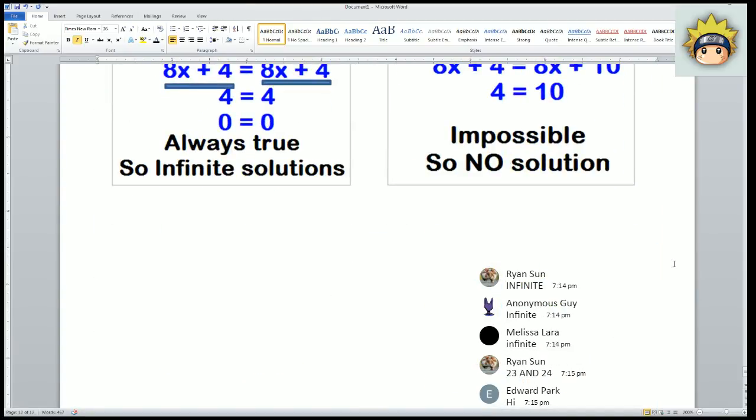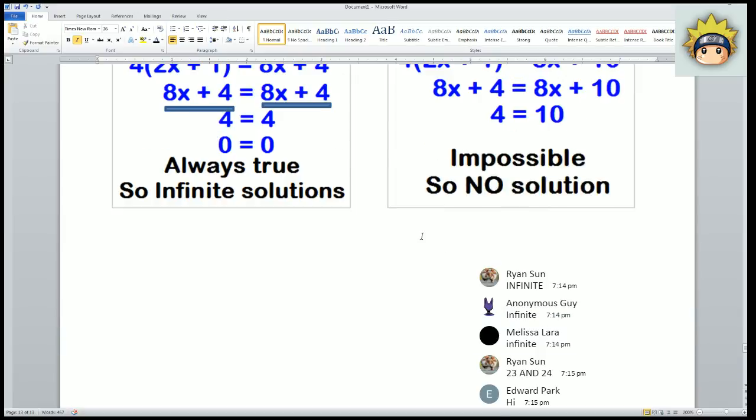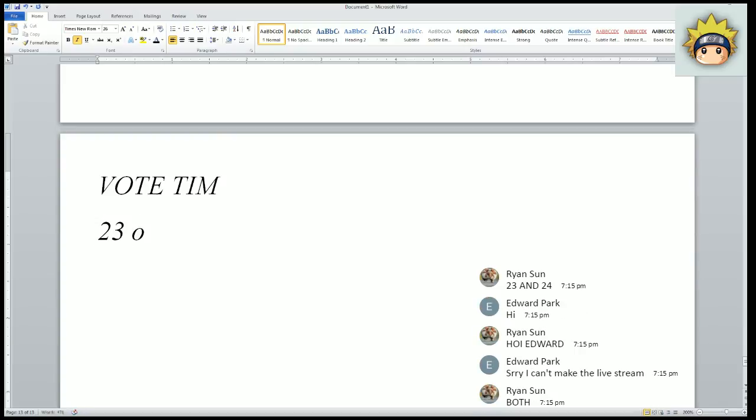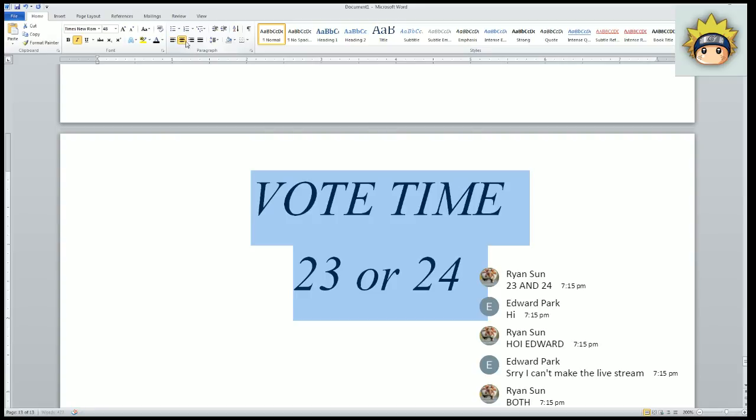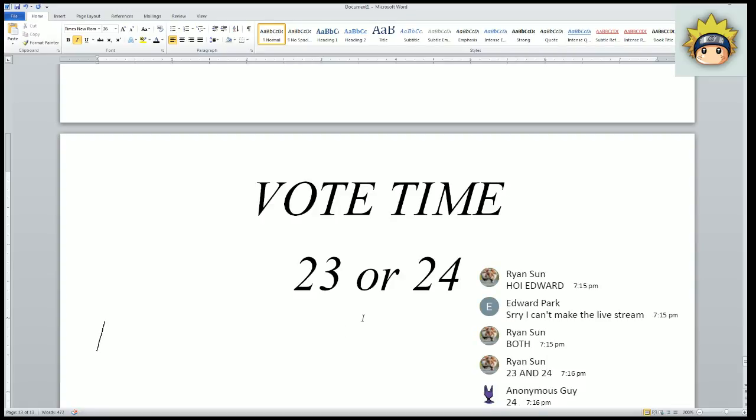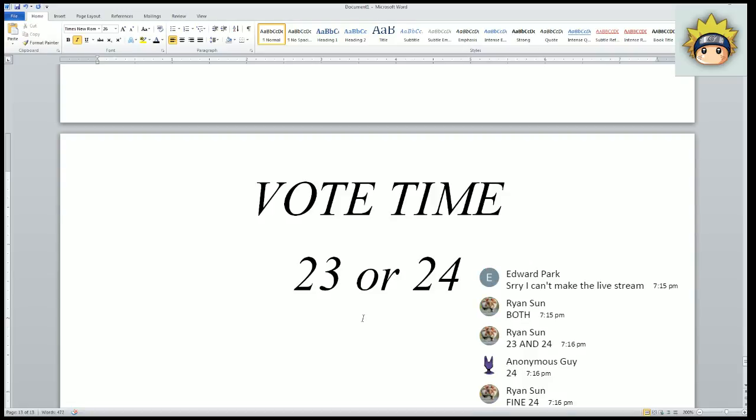Chat, let's take a vote. Vote time. Do you want me to do number 23 or 24? Pick one. They're the same style problem. We have one vote in for 24. Okay, we are going to do 24.